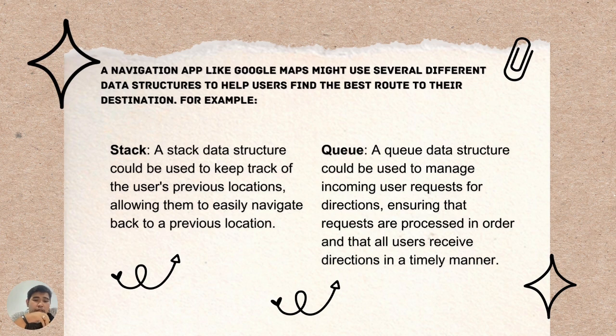Apps like Google Maps might use several different data structures to help users find the best route to their destination. For example, it uses a stack. A stack data structure could be used to keep track of the user's previous locations, allowing them to easily navigate back to their previous location. Besides that, they also use a queue. A queue is a data structure that can be used to manage incoming user requests for directions, ensuring that the requests are processed in order and all of the users receive directions in a timely manner.